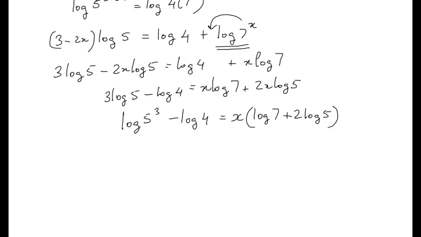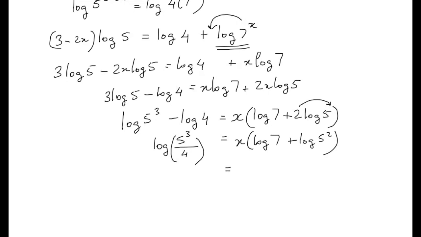Okay. If I wanted to simplify log of 7 plus 2 log 5, I can use the multiplication rule, but before that I want to take the 2 inside the log. So x log 7 plus log 5 squared. And on this side I can now use the division rule, a single log 5 cubed by 4.